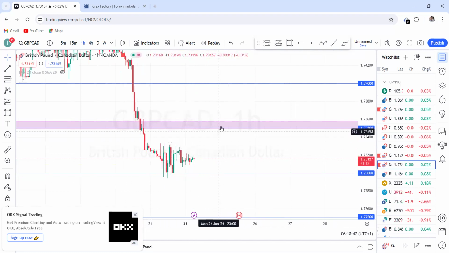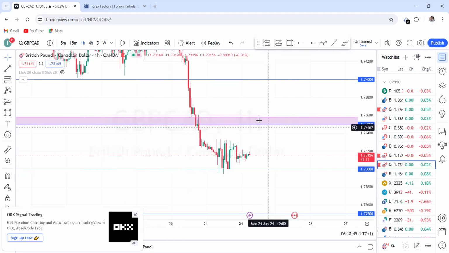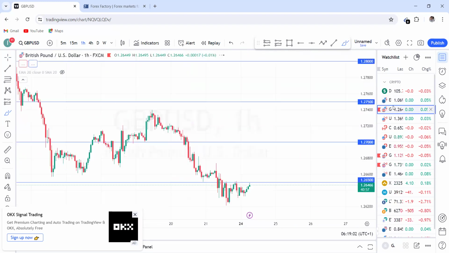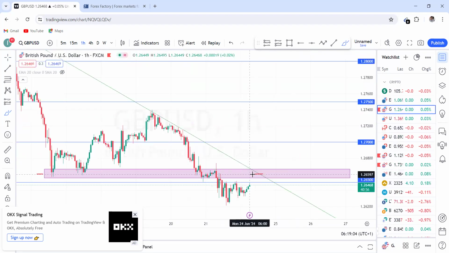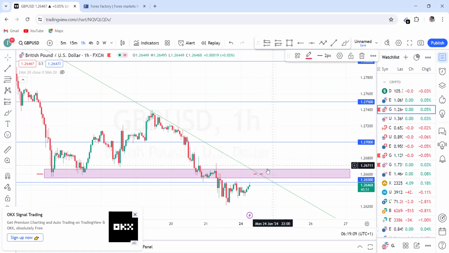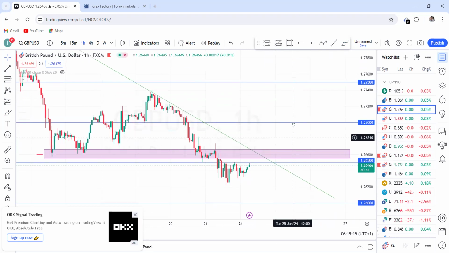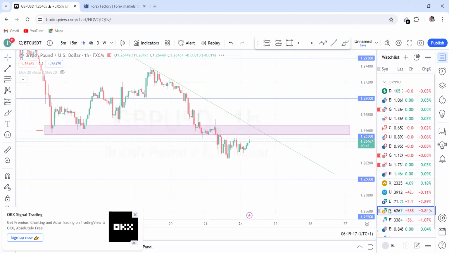So I'm expecting a movement to this point, and then once that happens, I'll be expecting a reaction from this zone right here. Should that happen, I will want to get into this pair for a sell, either on the GBPUSD or on GBPCAD. Those are the two trades I'm expecting to get on today. Either a sell on either of those. Then let's go to Bitcoin and see what had happened.